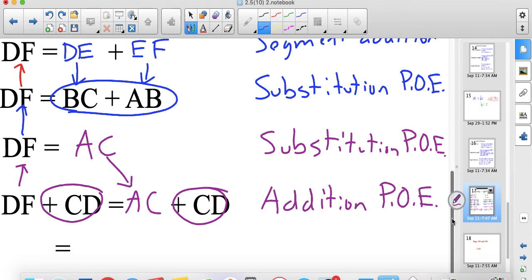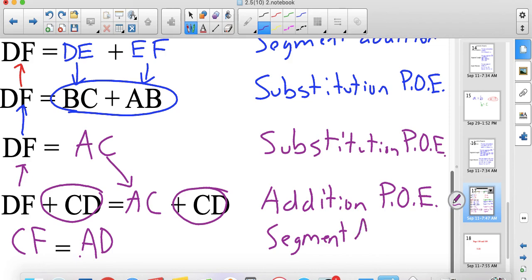Now, your last one, they say substitution. You can do substitution. You can do segment addition. Either way, all we're going to do is rewrite. What is DF plus CD? Well, if you look at your segments, DF plus CD is CF. What is AC plus CD? That is AD. And whether you want to put substitution or segment addition here, depending on which one you see first, is completely up to you.